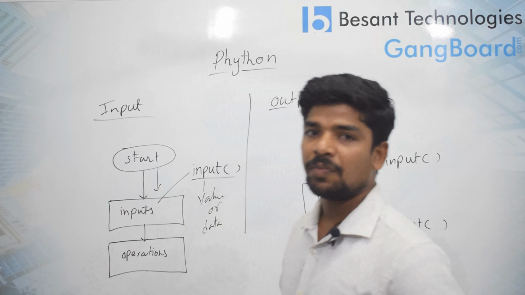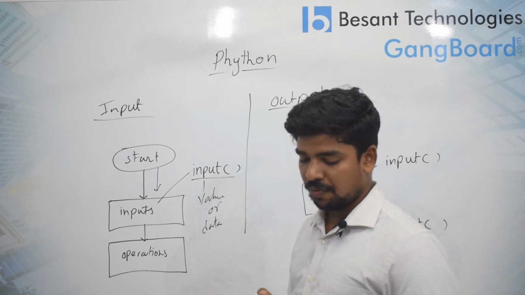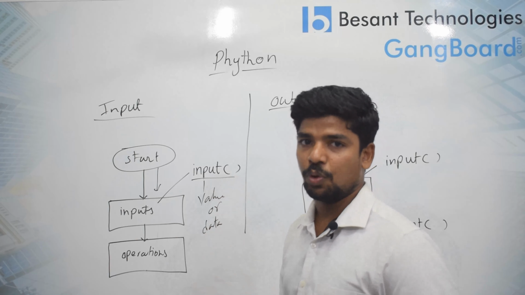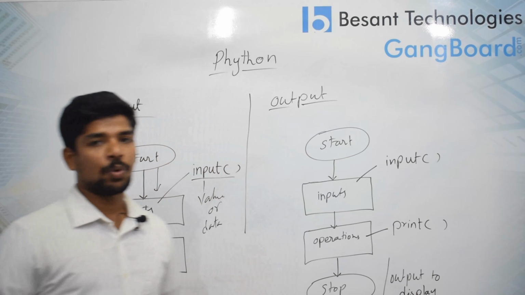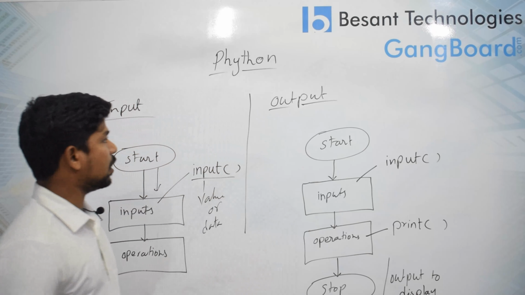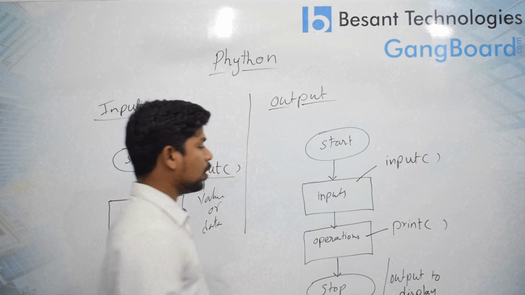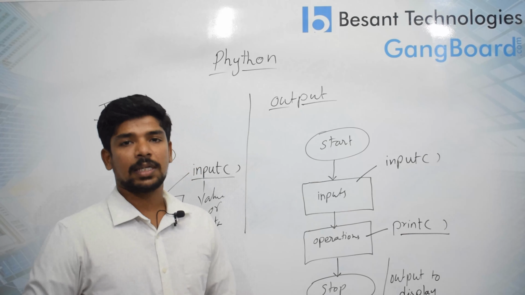In Python we have the input function, through which you can enter the value or the data through the keyboard, and we can use those values in our program. Next, coming to the output, we have the print function, which is the only function used to display output onto the screen.